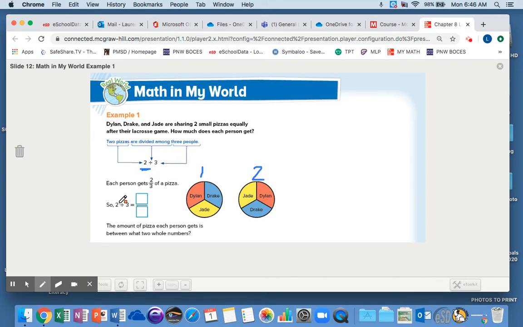Okay. So in this case, 2 divided by 3. Okay. 2/3 of the pizza. Okay. So Dylan has 1/3 of this pizza and 1/3 of this pizza. So he has 2/3. Drake has 1/3 of this pizza and 1/3 of this pizza. So he has 2/3. Same thing with Jade. So the amount of pizza each person gets between what two whole numbers? Okay. They're getting 2/3 of the pizza. All right. That's a very simple example. And it's just showing you in a picture. Okay. So they're each getting 2/3 of the pizza.